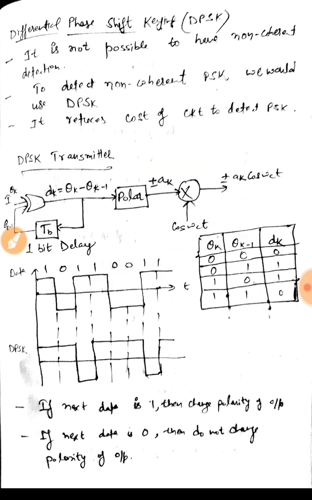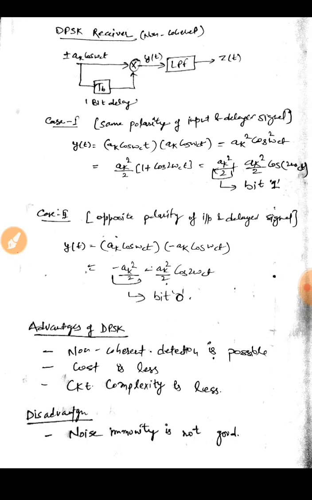Okay, so now we have a DPSK receiver which is non-coherent, which was our requirement in the starting, that we needed non-coherent detection to reduce the cost, so that we do not need to use the carrier signal again at the receiver end, for which we need a local oscillator. So we don't need any local oscillator in this circuit.